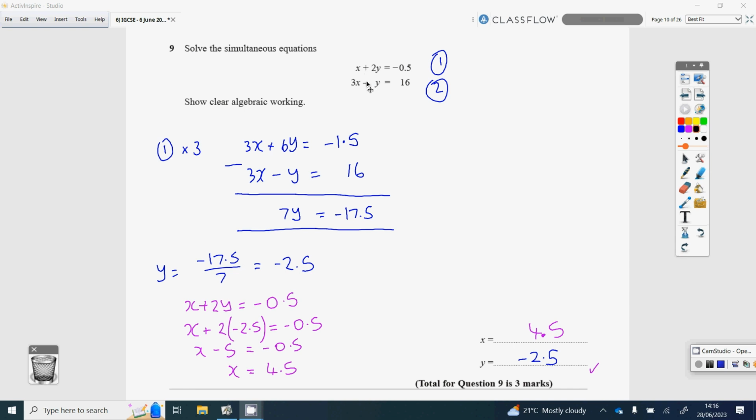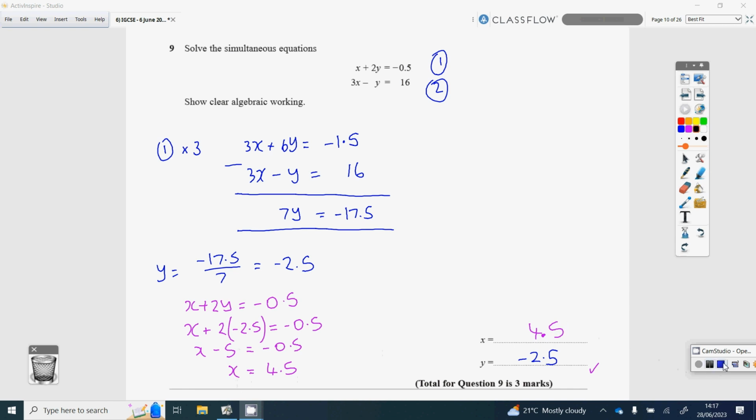It doesn't matter which one. I've decided to substitute it into equation 1. So here's my equation 1 again. I'm replacing the y with minus 2.5 here. Now 2 lots of minus 2.5 is minus 5. Add 5 to both sides, I get x being 4.5.